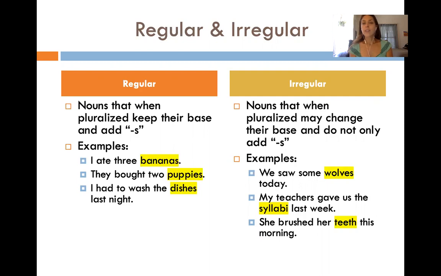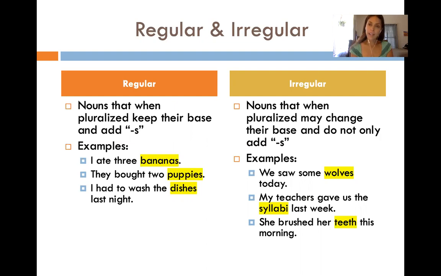Irregular nouns are nouns that when pluralized may change their base and do not only add S. So for example, we saw some wolves today. Wolves changes the base. The F goes to a V. My teachers gave us the syllabi last week. Syllabi is plural for syllabus, so we don't add an S there, you actually change the base. She brushed her teeth this morning. So tooth becomes teeth, which also changes the base.